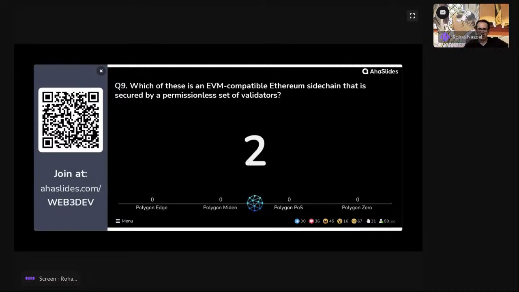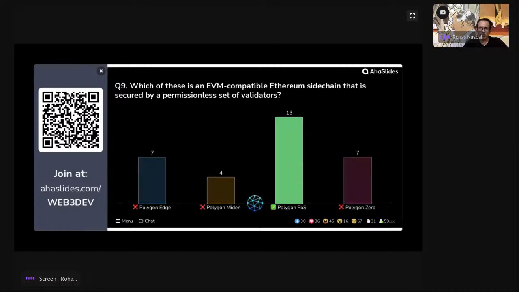So only one of these fits the description. I hope all of you got that right. Awesome. Majority got it right. As the name suggests, Polygon POS is the one that is an EVM compatible Ethereum sidechain.